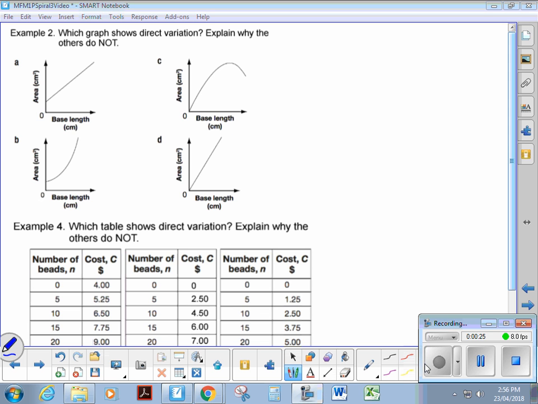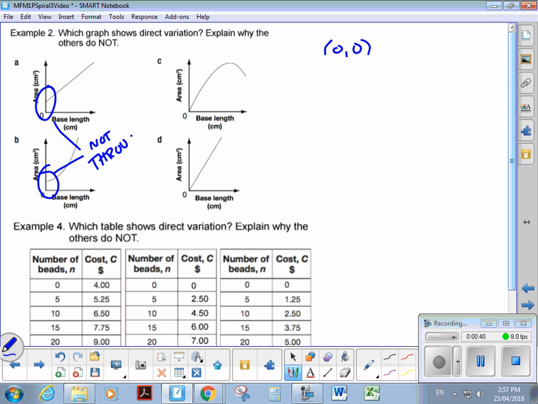So let's go through. The conditions are, and there's only one: it has to go through 0, 0. All right, so these do not go through 0, 0. So they are, A and B is definitely out. So it's a multiple choice question. So which of the following is a direct variation? Well, they both go through 0, 0. So that's off the table.